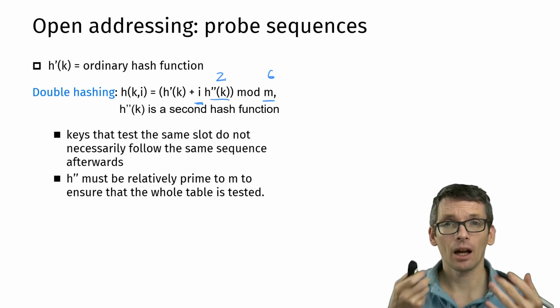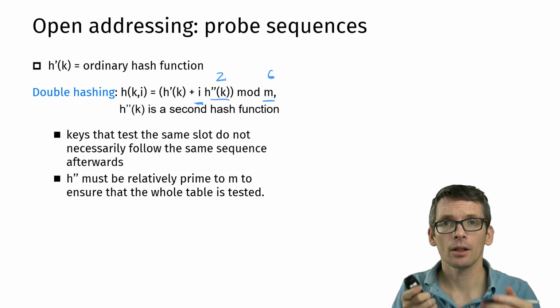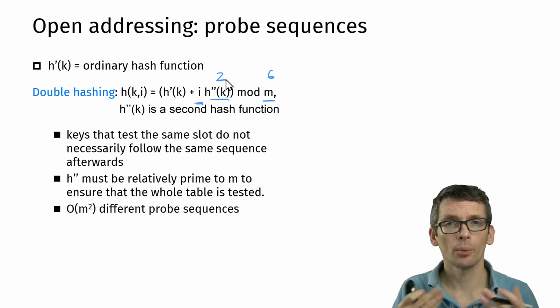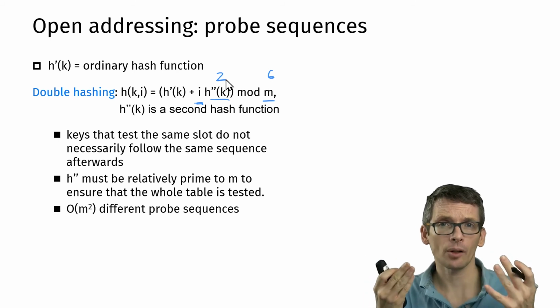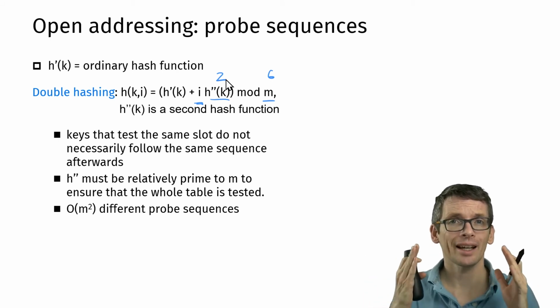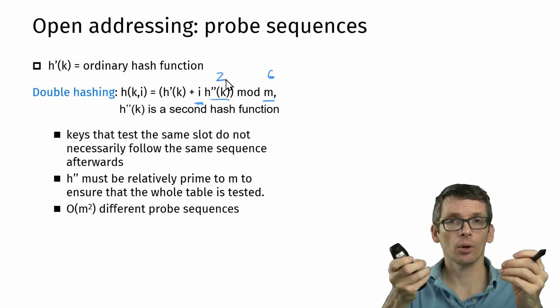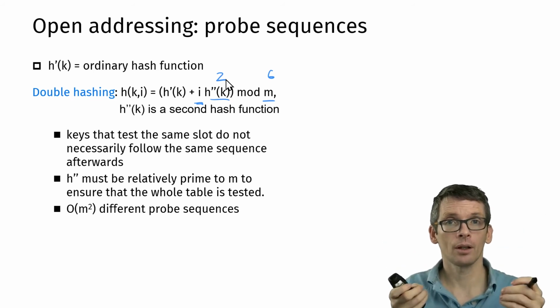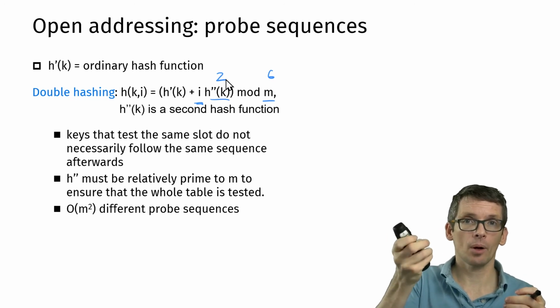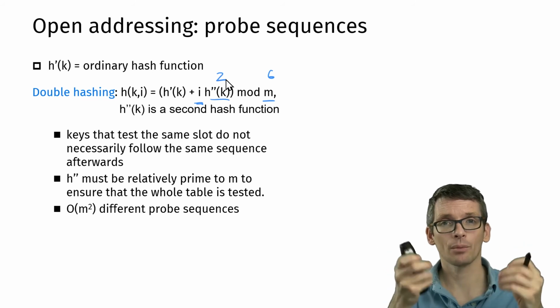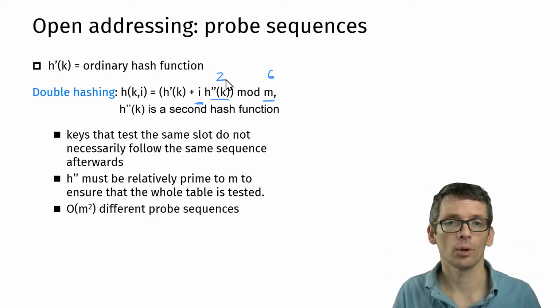So now with this, we already have m squared different probe sequences. Previously, for linear probing and quadratic probing, we only had order m probe sequences because the first probe determines the whole sequence. Now I have this combination of m options for h prime and m options for h double prime, so that gives me m squared probe sequences.